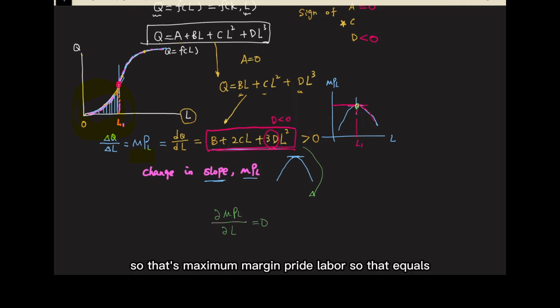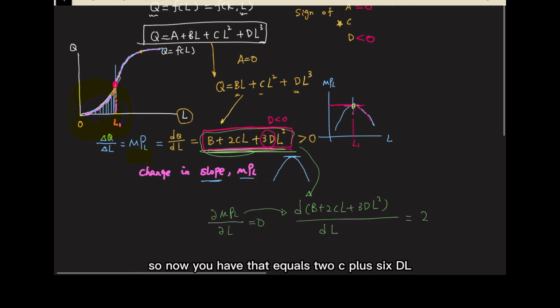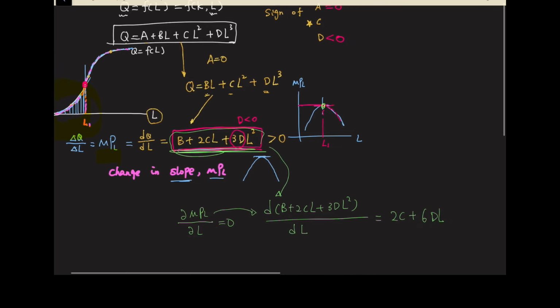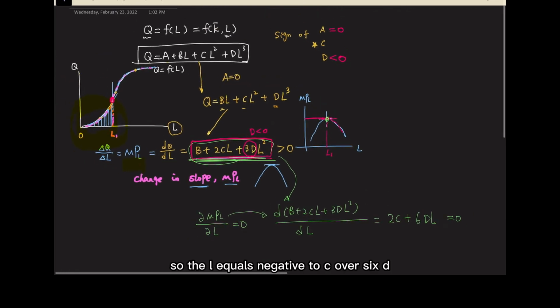So this is the first order condition, right? Differentiate this whole thing, the marginal product labor, with respect to L. So now you have 2C plus 6DL equals 0. So you can get a value for L. Okay? So L equals negative 2C over 6D.